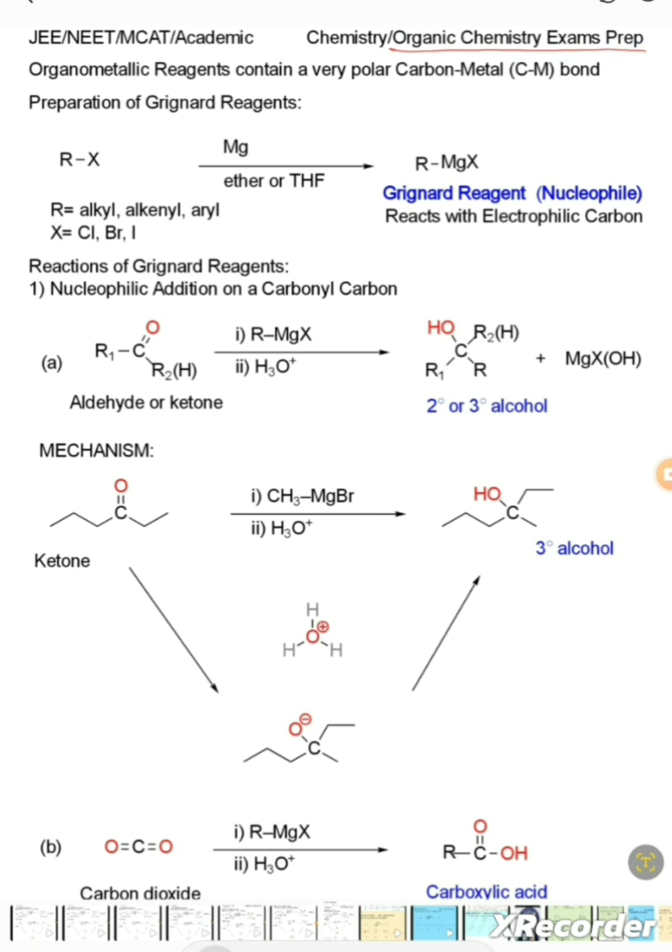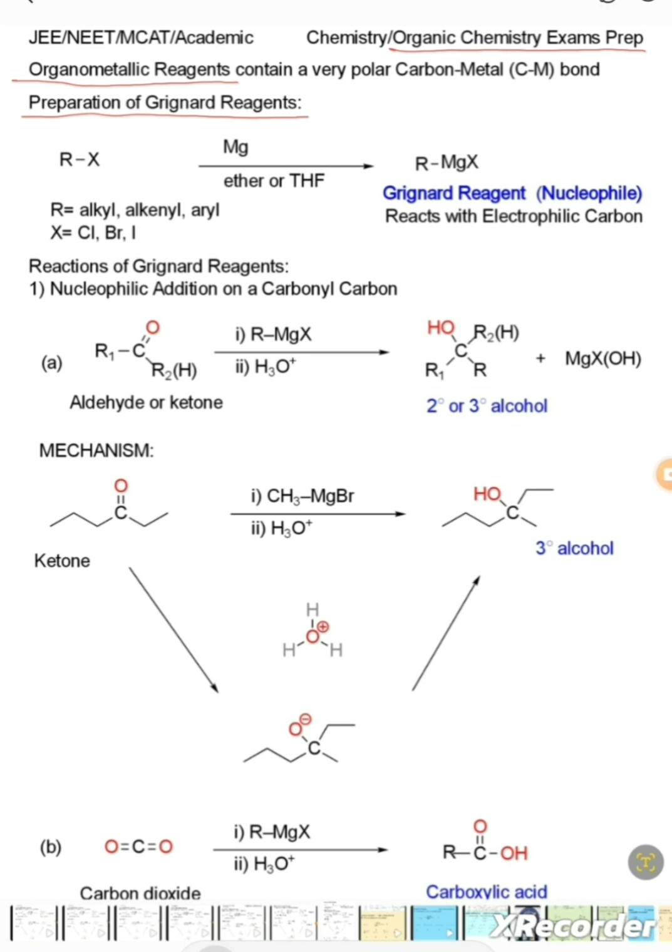So we are currently discussing the reactions of organometallic reagents. Basically there are three main types of organometallic reagents that are important for undergraduate chemistry classes or competitive exams. One of those is the Gilman's reagent, which we have already discussed, and the second type is alkyl lithium type of reagents, and the third type is Grignard reagents. So we are going to discuss now the Grignard reagents.